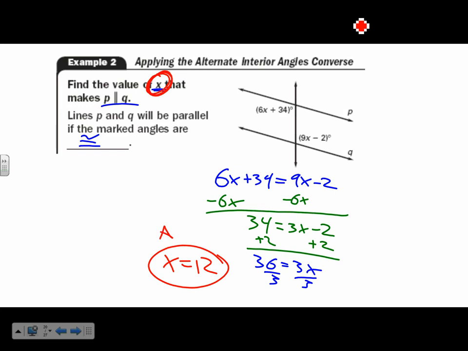If they didn't want us to solve for x, if they wanted the missing angles, we'd have to go in and plug 12 in for each of these and find out what those angles are. But again, it just asks for x, so we're done, but make sure you remember that. Make sure you keep that in mind.